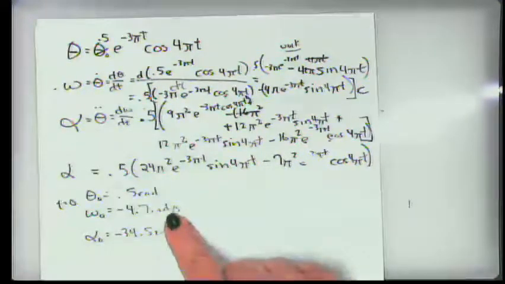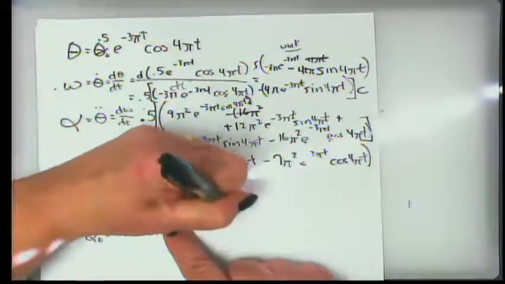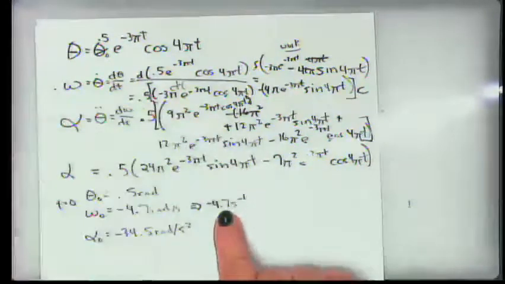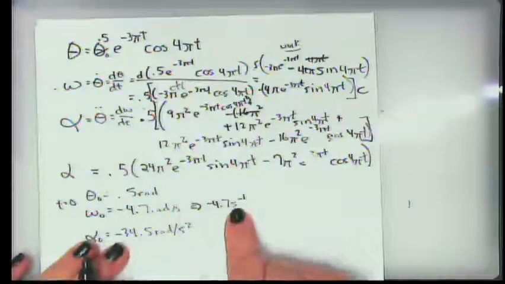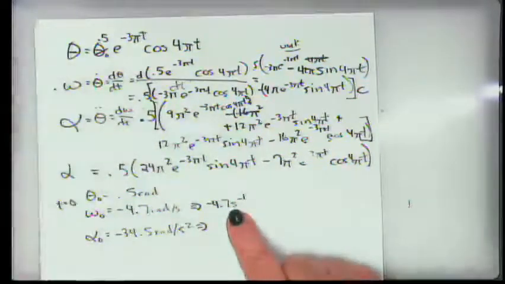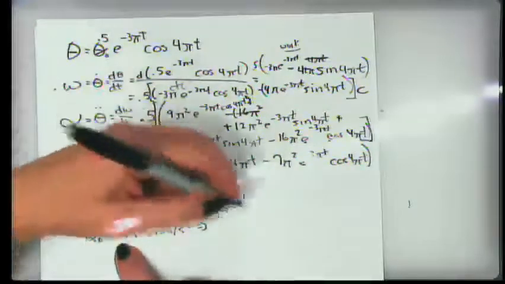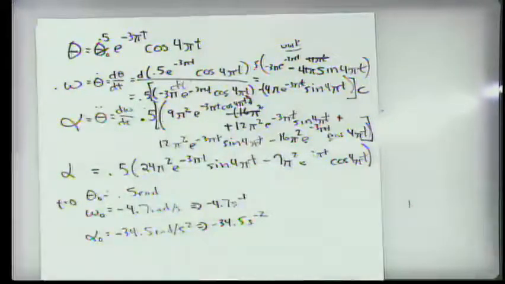Now it's equally valid to call this seconds to the minus 1. In other words, radians are truly dimensionless, so you can call that this. And this unit is sometimes referred to by a special name, but I'm not going to get into that today. So then this one would be 34.5 seconds to the minus 2. Either of these is equally as good.